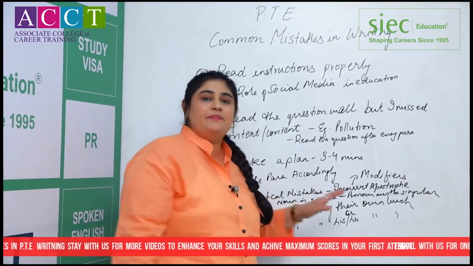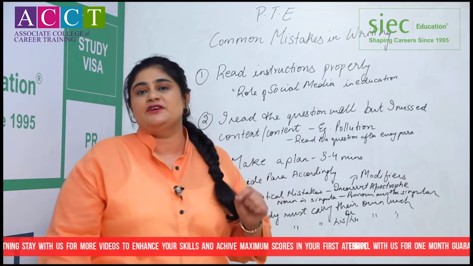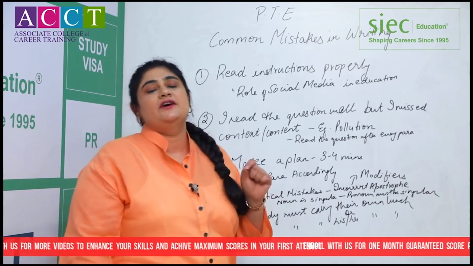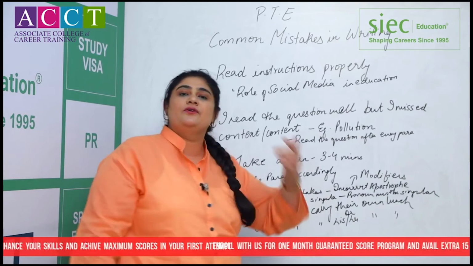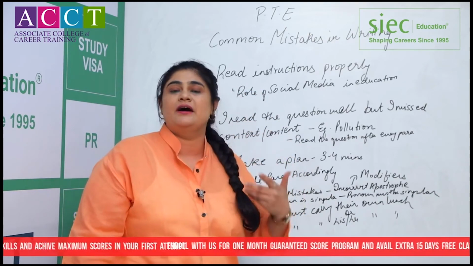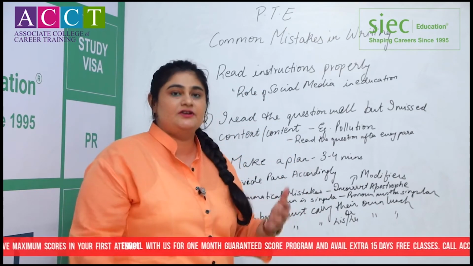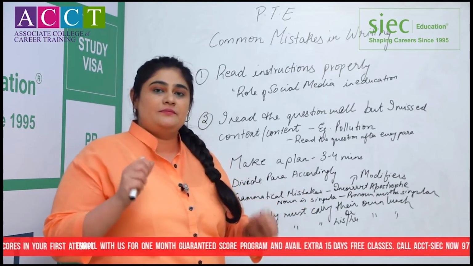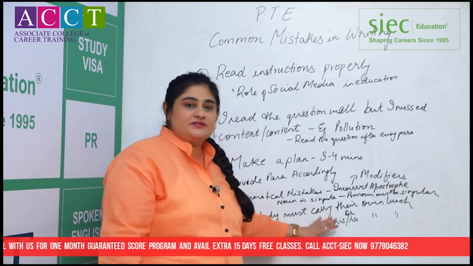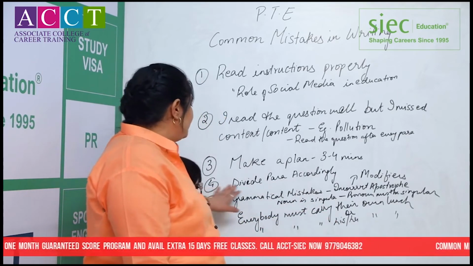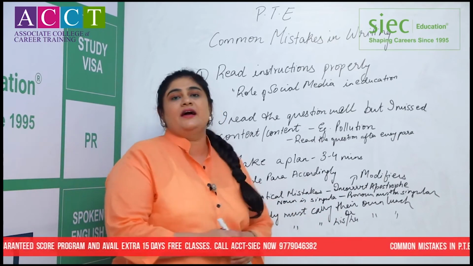Number 3, make a plan at least for 3 to 4 minutes. 15 minutes is enough to write a 200 to 250 words essay. So when you have a plan, you already have framed and planned in your mind, so writing becomes more easier. The flow of thoughts and ideas becomes more easier. The 5th one is grammatical mistakes. Alright, we have another one, which is divide paragraphs accordingly.